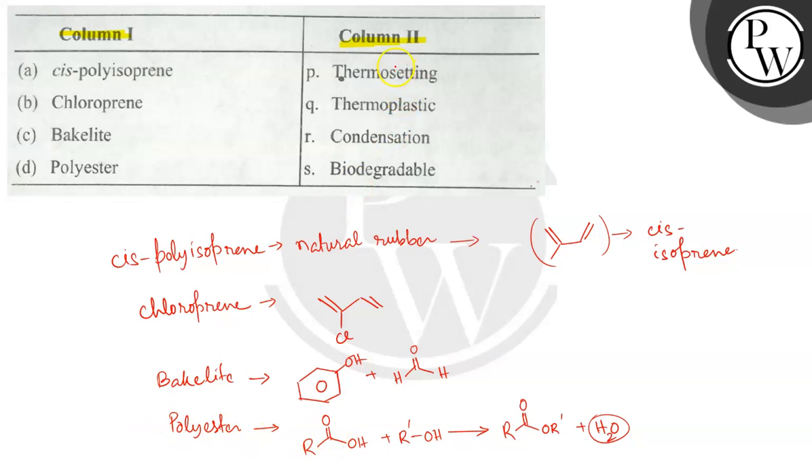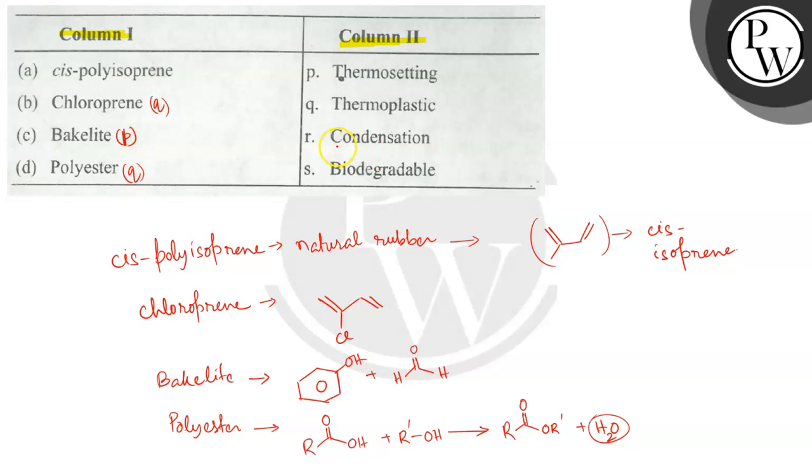Now अगर हम column 2 में जो properties हैं उनकी बात करें, then thermosetting plastic is the first property and इन चारों में से thermosetting plastic केवल सिर्फ C में present है. So we can link this C with P. Now thermoplastic. So इन चारों में से cis polyisoprene is a elastic rubber, so this is not thermoplastic, and बाकी दो chloroprene and polyester ये दोनों thermoplastic हैं. So this is Q and this is also Q.